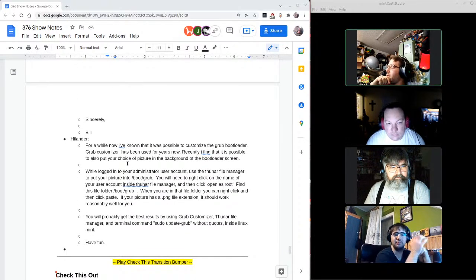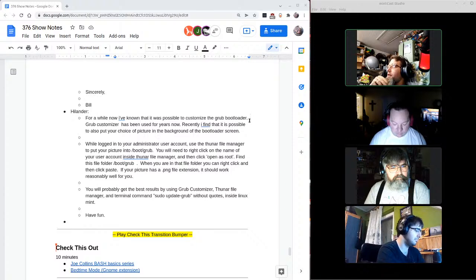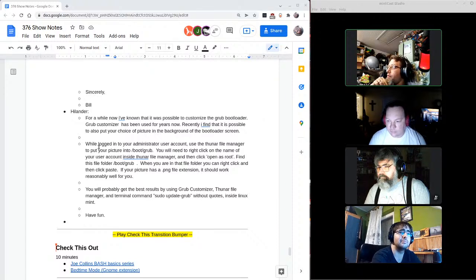And then we also got an email from Highlander. And he said, for a while now, I've known that it was possible to customize the Grub bootloader. Grub Customizer has been used for years now. Recently, I find that it is possible to also put your choice of picture in the background of the bootloader screen. While logged into your administrator user account, use the Thunar file manager to put your picture into /boot/grub.